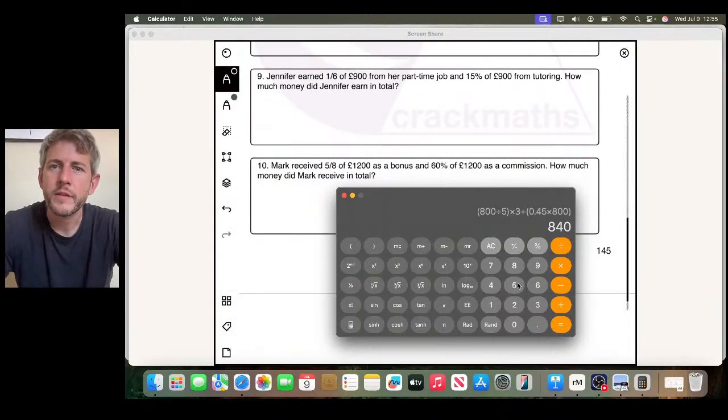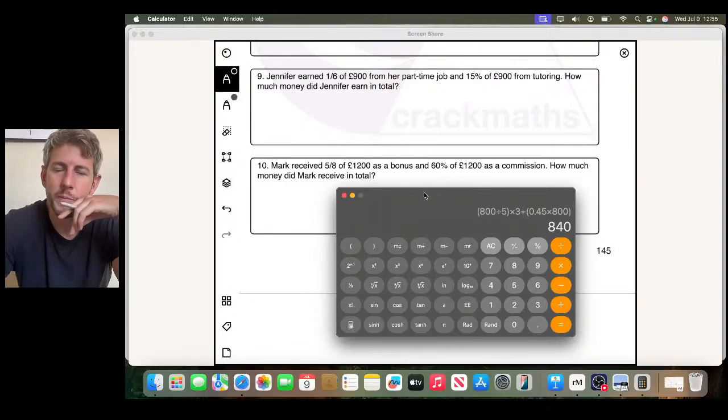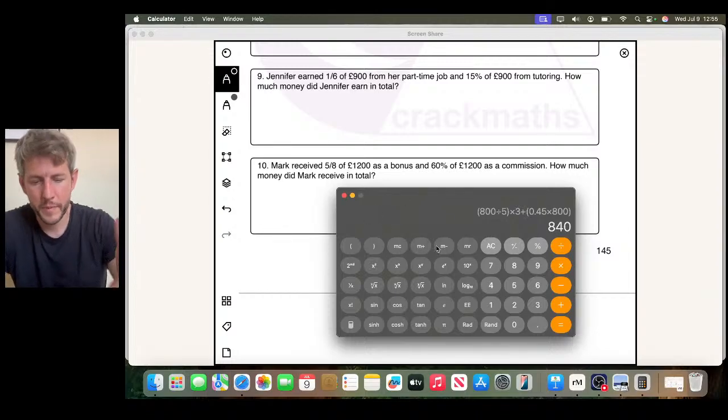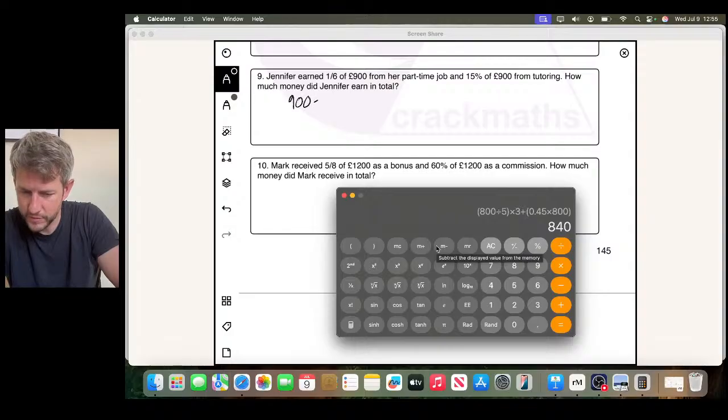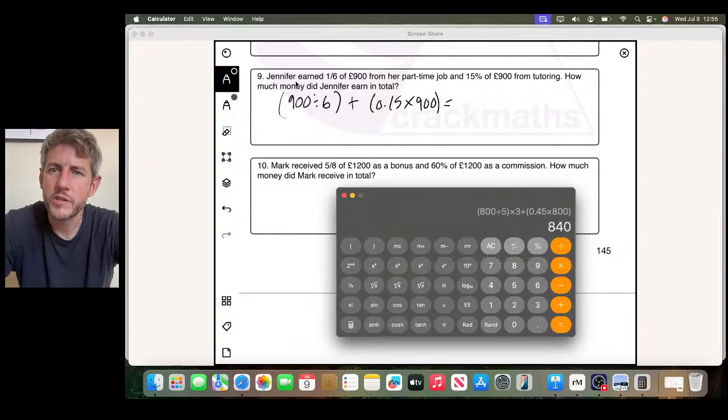Here we go. Jennifer received 1/6 of £900 from her part-time job and 15% of £900 from her other bit. So we're just going to do 900 divided by 6 to find the 6th, and then plus 0.15 times the 900 for the tutoring. Okay, so she earned 1/6 of £900 from her part-time job and 15% of £900 from tutoring. How much money did Jennifer earn in total? So let's work this out.